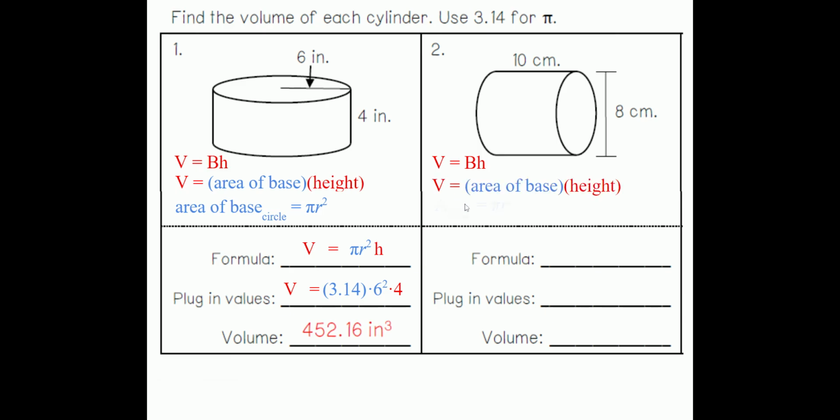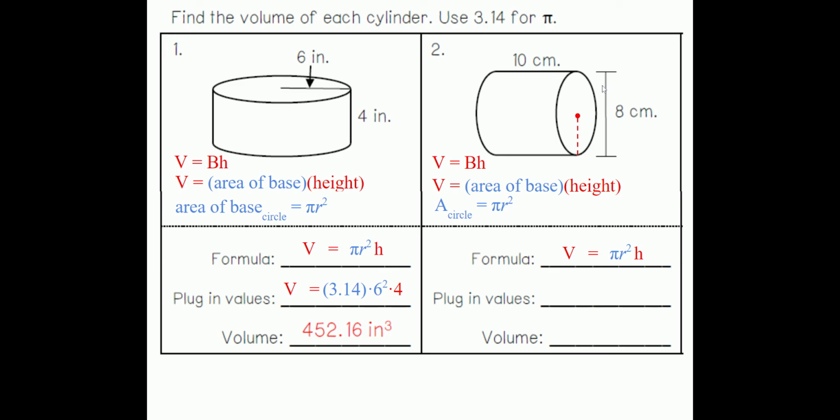It's a cylinder, so we're going to use the same formula. Volume equals big base, which is pi r squared, area of a circle, times height. Now, in order to use this formula or plug in our values, we need to have pi, which we do. We have 3.14. We need the radius, which we don't have, and we need the height, which we do have. It's 10. So they give us the distance from one end of the circle to the other, which is called the diameter. But the radius is only half the distance.